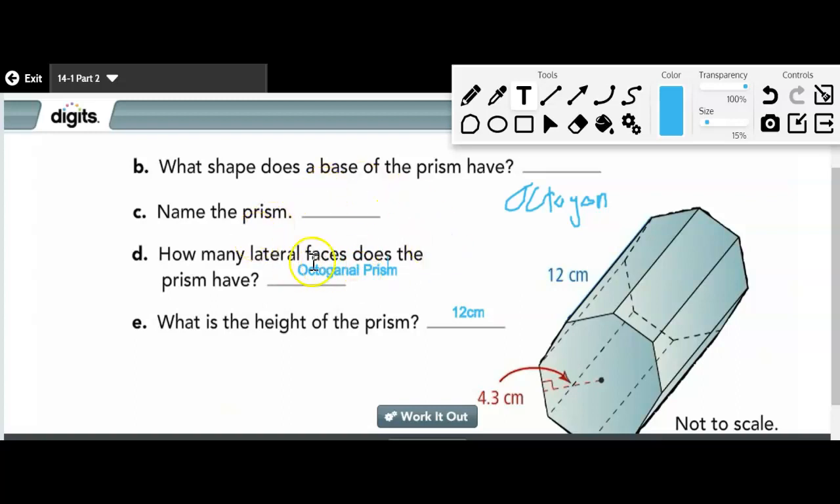How many lateral faces does the prism have? Should be 8. 1, 2, 3, 4, 5, 6, 7, and 8. So A should be 2, B is an octagon, C is octagonal prism, D is 8, and E is 12.